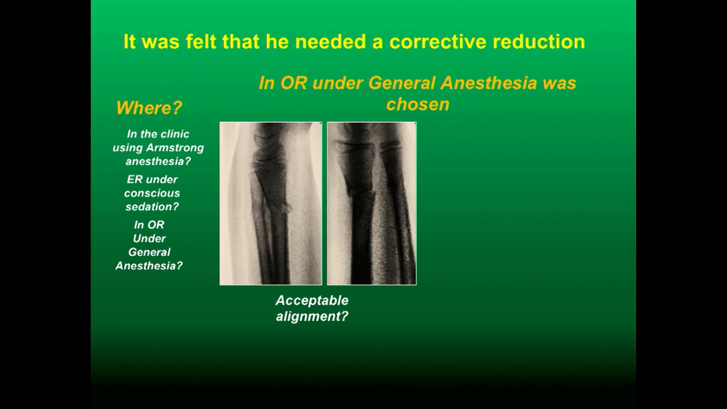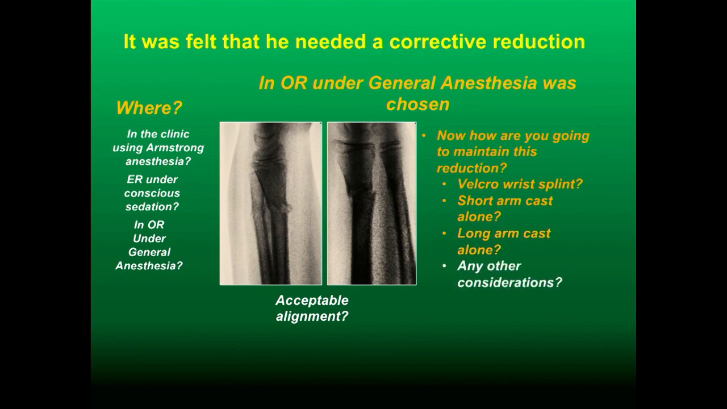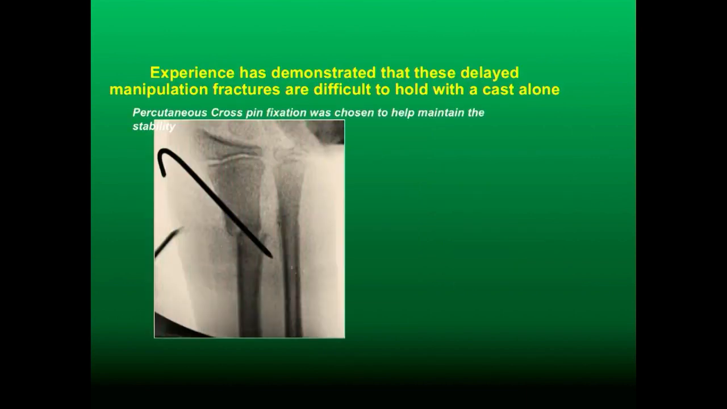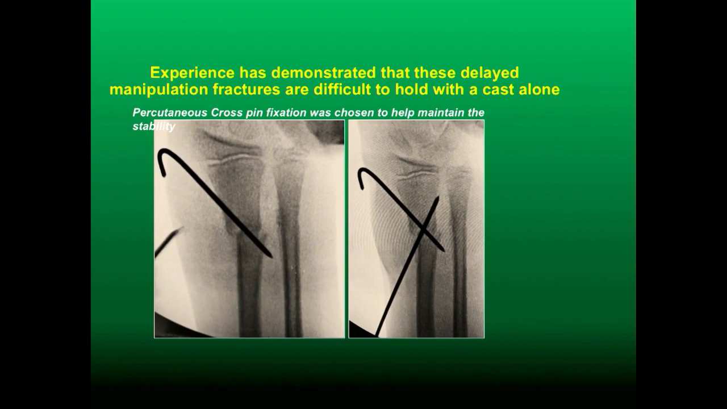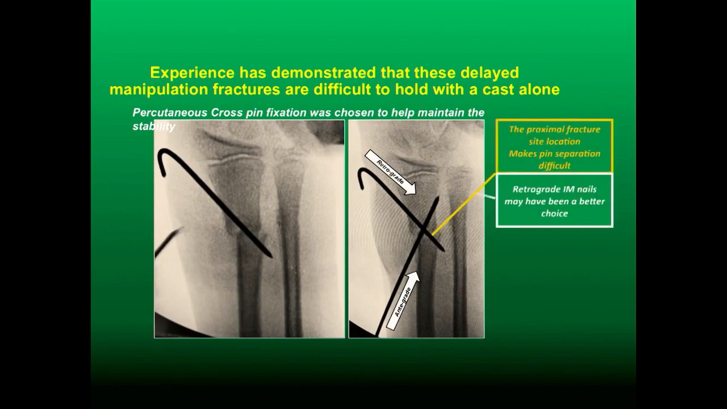Yes. If you've had to do it a second time, can you depend on the cast alone? No, maybe you shouldn't. You've already got them asleep, so probably other considerations. And so cross pins were used. What's the problem here? Risk of an infection. Well, infection is down the road, but initially, it's a little bit more proximal, so it's hard to get good cross pins across it. And probably retrograde pins may have been a little bit better.